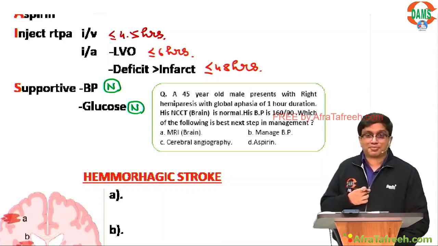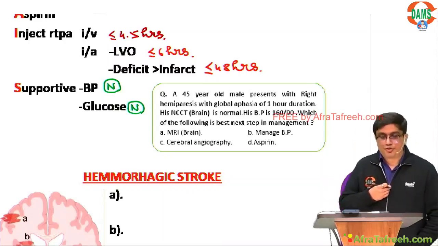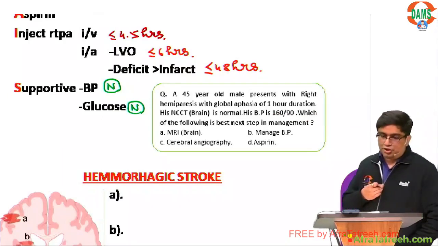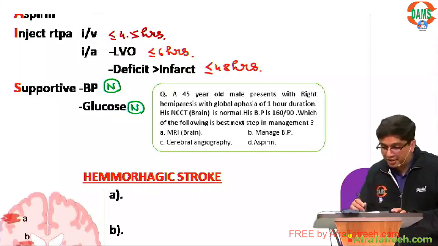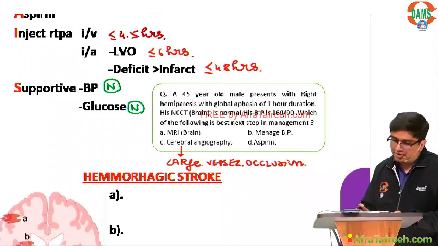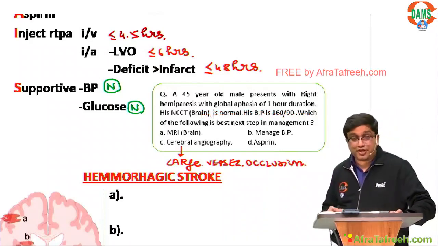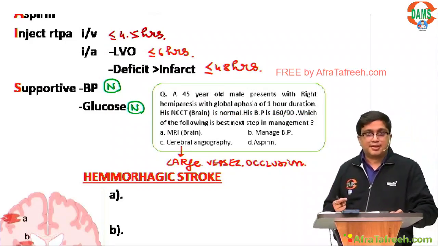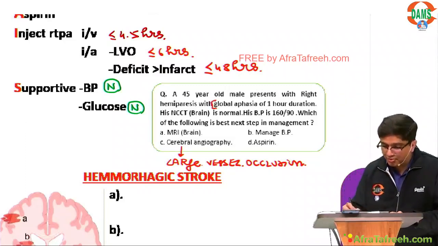Should I manage the BP? Or should I go for the MRI to find the infarct size? Or should I do a cerebral angiography to rule out LVO, large vessel occlusion? Or should I think about just aspirin? Simple answer, tell me. This is 1 hour from the onset. I should rule out what? Large vessel occlusion, since clinically the patient has got hemiparesis with global aphasia.